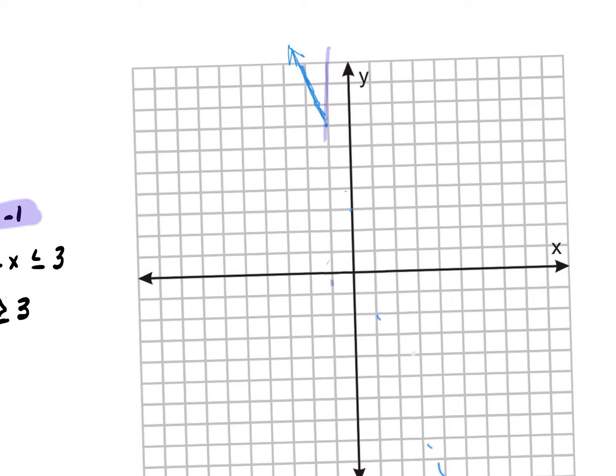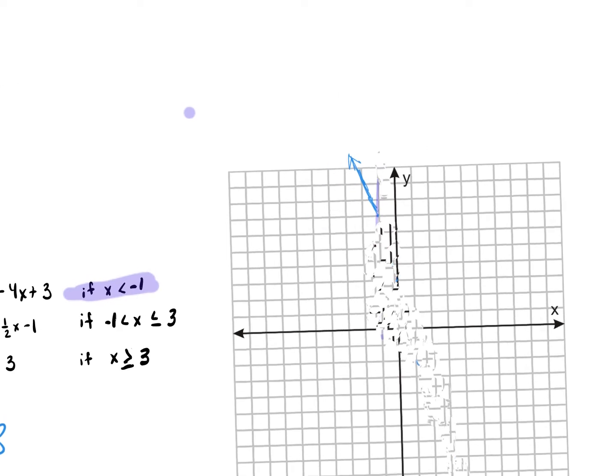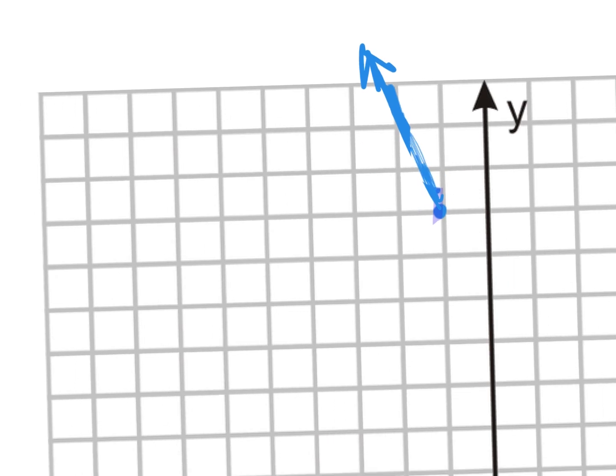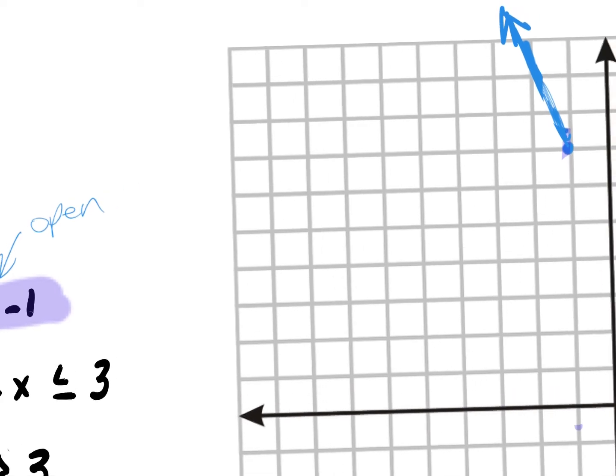Okay, good. Before I move on to the next piece, what do I have to check for? What should be at the end of this line? Okay, we've got to check our circle. Is it open or closed? All right, so what kind of a dot do I have here? Why do you know this is going to be open? Because it's not "or equal to."